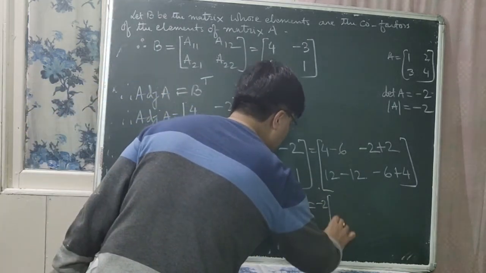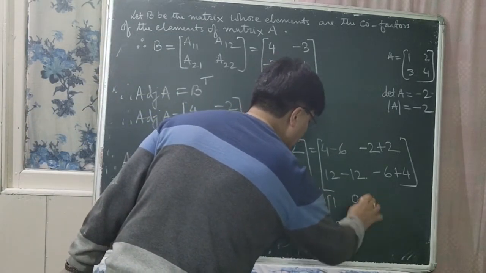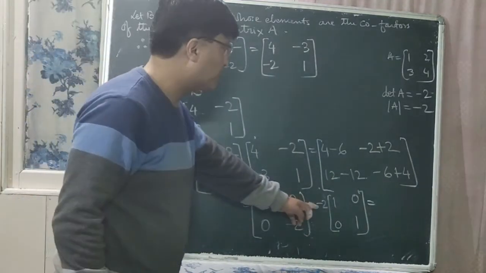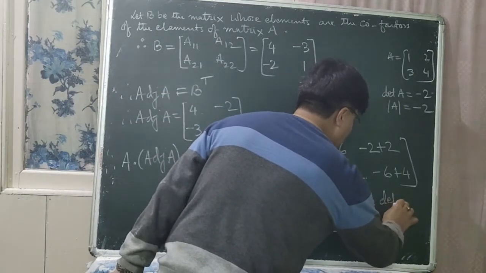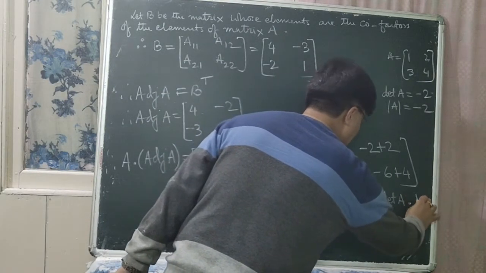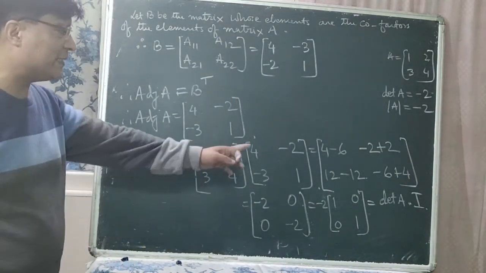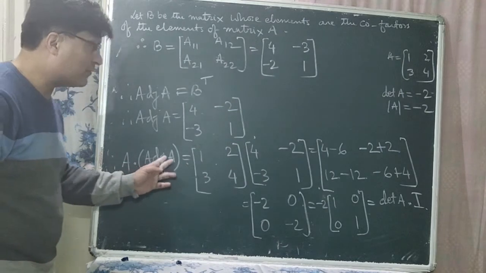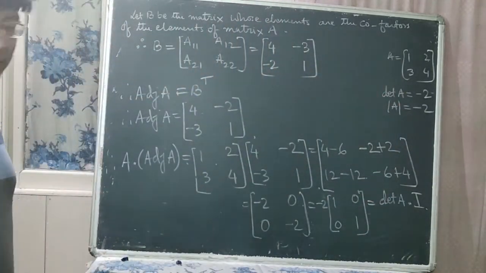What is common here? You can take common throughout the terms in the matrix. -2 times 1 0 0 1. Actually, what is -2? -2 is det A, right? So you can write here det A, or within mod A, into I. So we have proved that A dot adjoint of A is equal to det A dot I. So I think you have understood it.